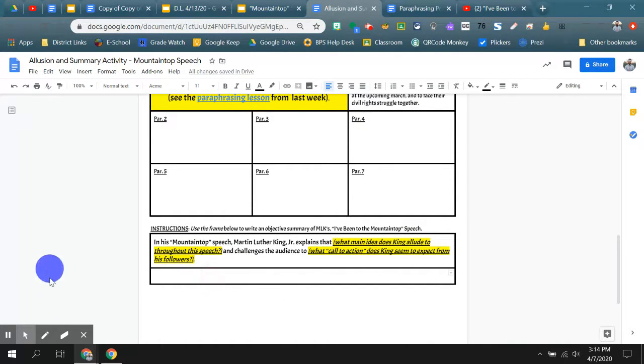So what you're going to do here is use the frame that I've provided to write an objective summary statement of the I've Been to the Mountaintop speech. So overall, what was the whole speech about? What was the point? I provided this frame, so I want you guys to use this frame.